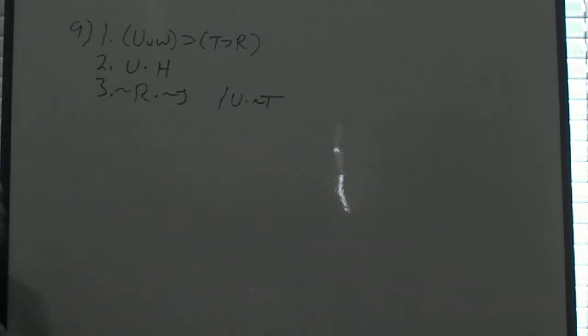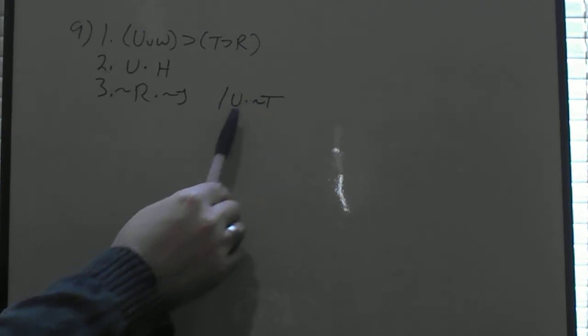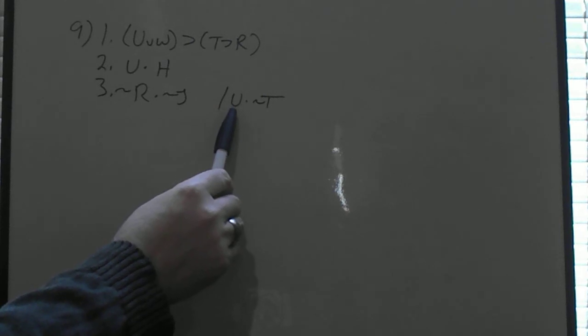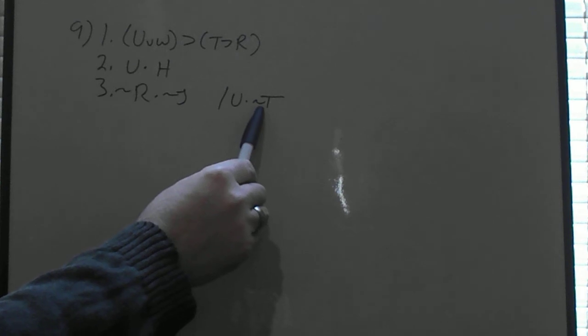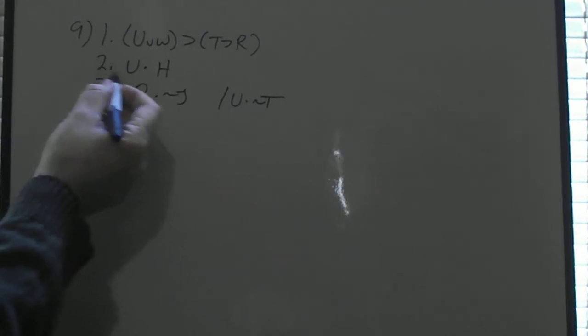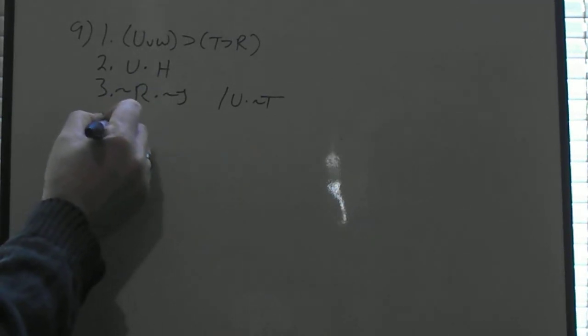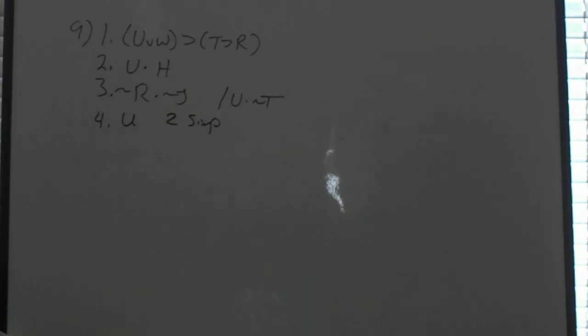Okay. Well, looking at this one, it sometimes helps to look at the conclusion. And so when I look at the conclusion here, I can see U and not T. So I know the final step has to be a conjunction. Somehow I've got to get U by itself on one line and not T by itself on another. Well, getting U by itself is easy. On line 2, you've got U and H. So I'm just going to use simplification to make that U. Now I've got to work on getting the not T.